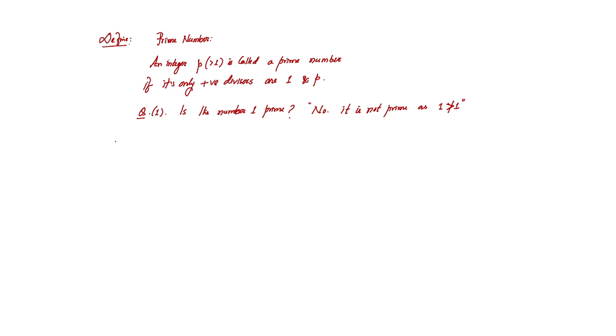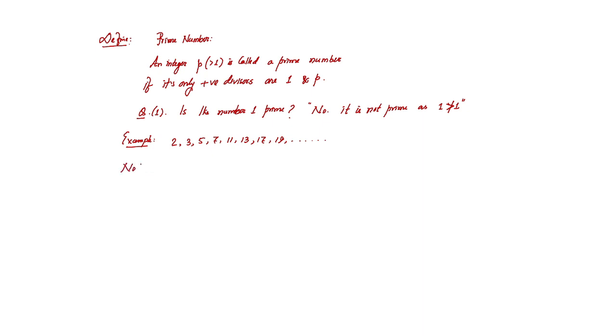So now we come to the example of prime number. The example is 2, 3, 5, 7, 11, 13, 17, 19 and so on. Here you just observe these are positive integers greater than 1, and each number is divisible by only 1 and itself. So that's why all these numbers are prime numbers.